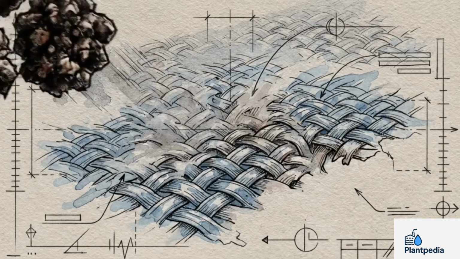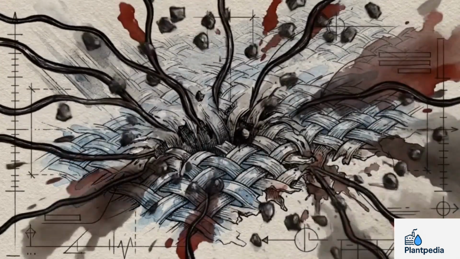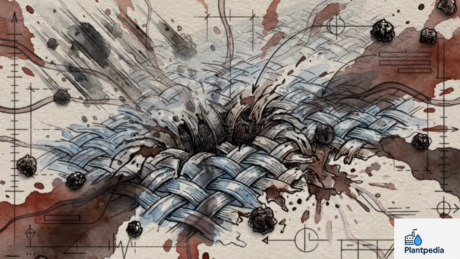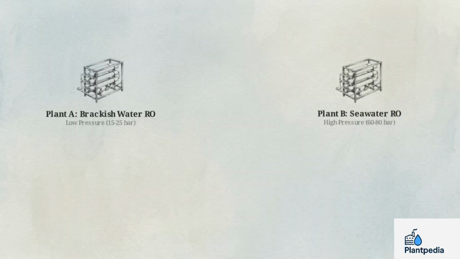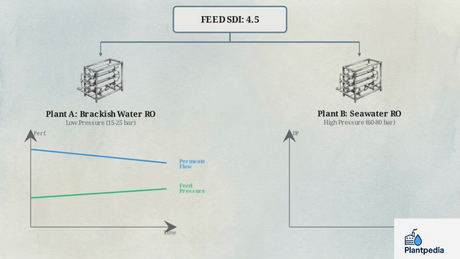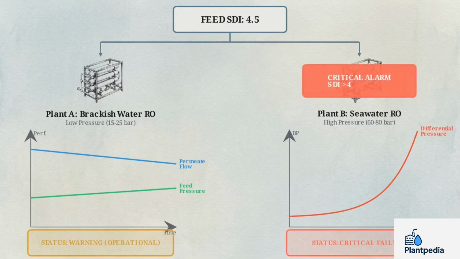SDI quantifies the failure potential. Under high pressure, the index tracks the transition from a manageable operational nuisance to a catastrophic structural threat. Two parallel RO skids, Plant A for brackish water, Plant B for seawater, receive an identical 4.5 SDI feed. Plant A shows a steady permeate decline and mild pressure rise, remaining operational. Plant B's differential pressure graph aggressively spikes, causing complete system failure.